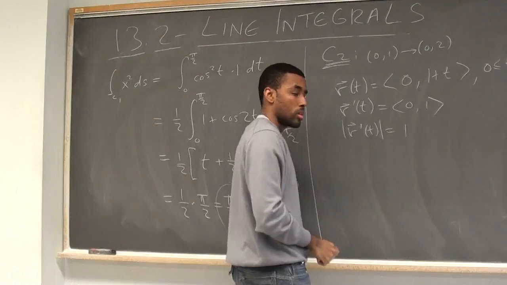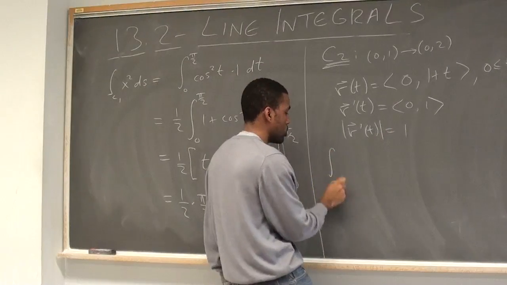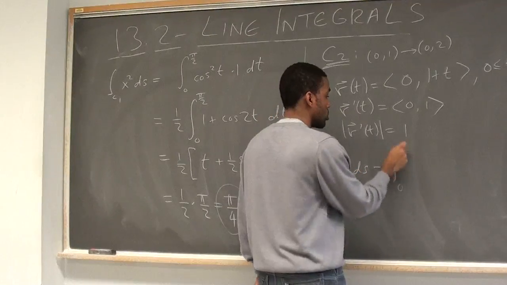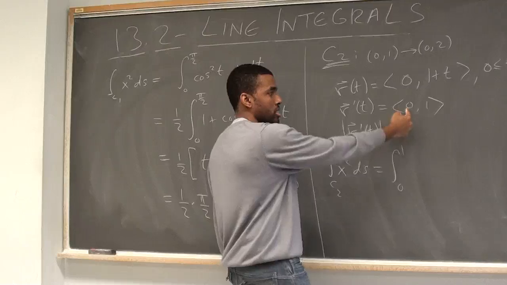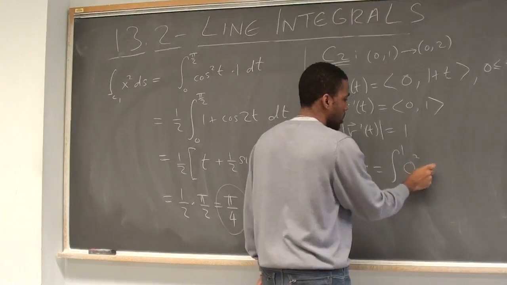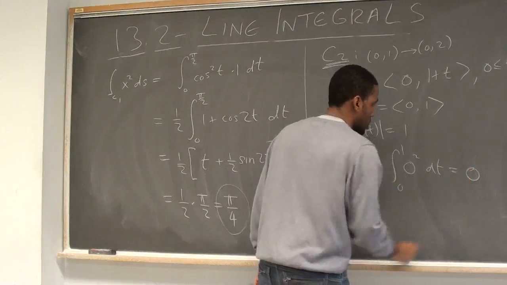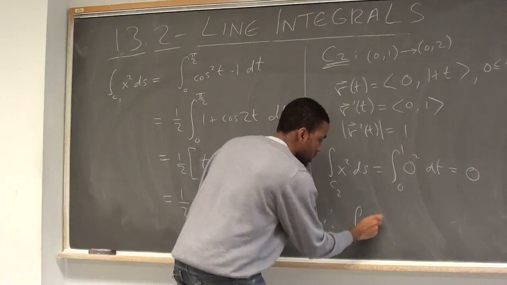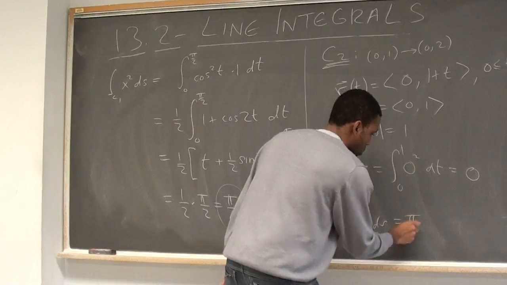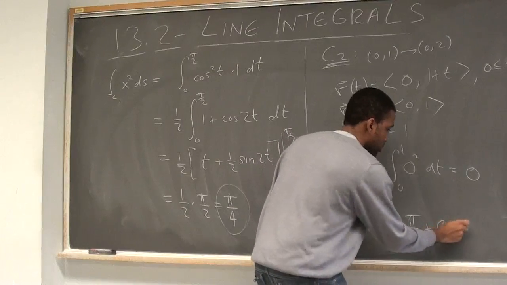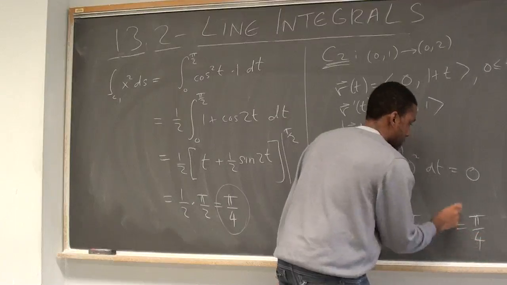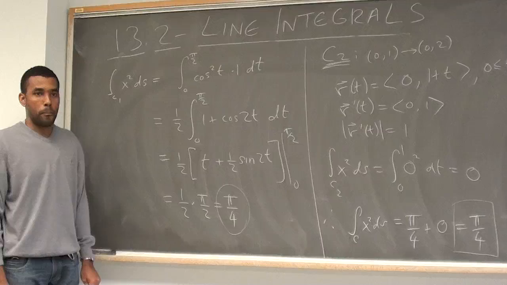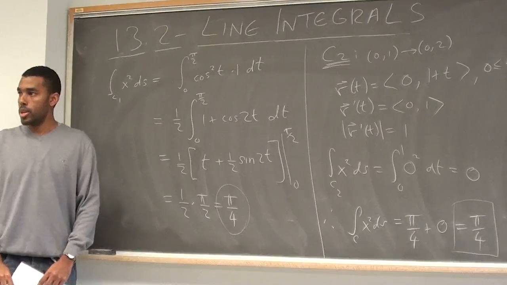So your integral along C2 of x squared ds is just going to be the integral from 0 to 1 of x squared. But what is the x? It's just 0. So it's just 0 squared dt, which is just 0. Therefore, the integral along C of x squared ds is going to be equal to pi over 4 plus 0. Any questions?